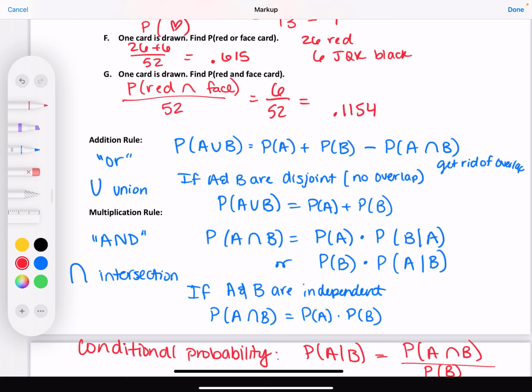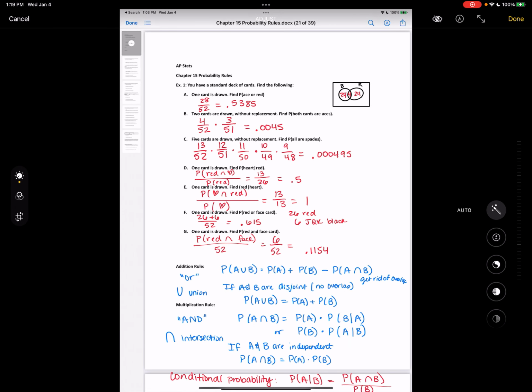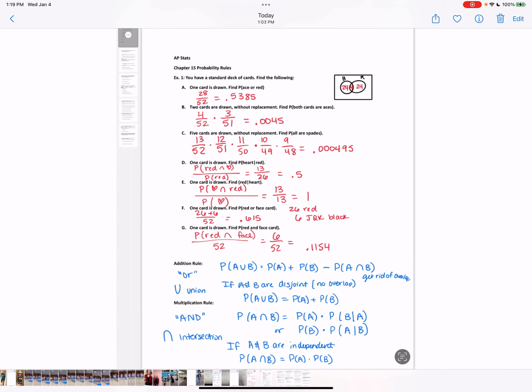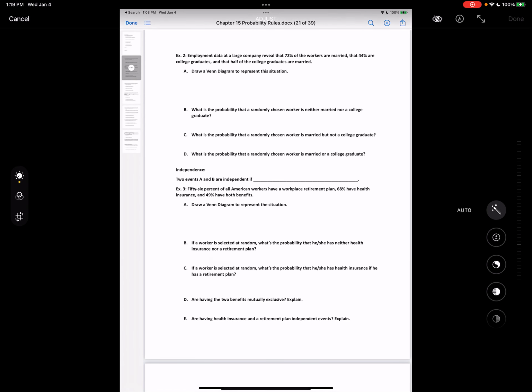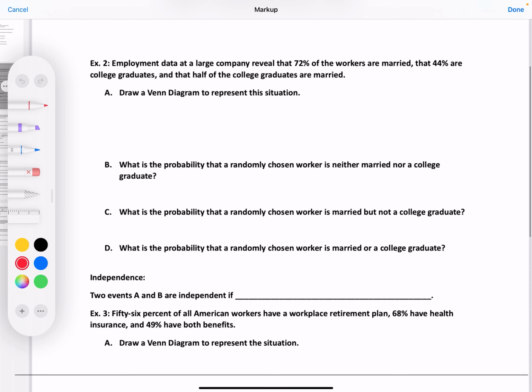Let's go ahead and see if we can do example 2. Did you get all that? Yeah. Okay. All right, so employment data at a large company reveal that 72% of the workers are married, 44% are college graduates, and that half of the college graduates are married. Draw a Venn diagram to represent this situation.